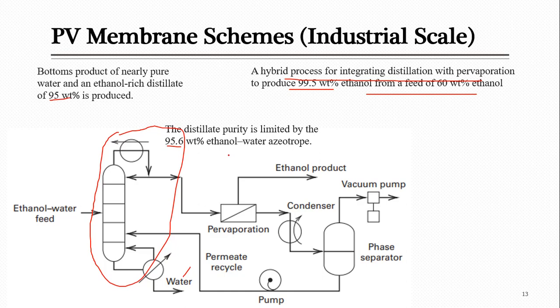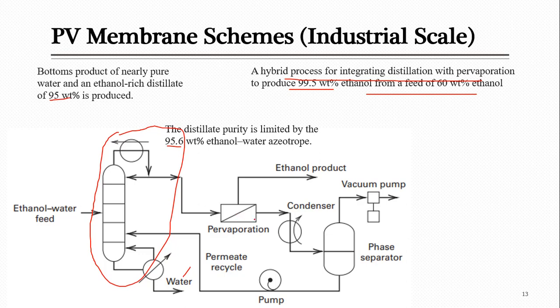If you want to go for further separation with the help of distillation, the maximum possible is 95.6 weight% ethanol purity. Still there will be some water present, almost 4.4% water. So in order to remove this water and purify it up to 99.5 weight%, this mixture of water and ethanol is sent to a membrane, a pervaporation membrane.